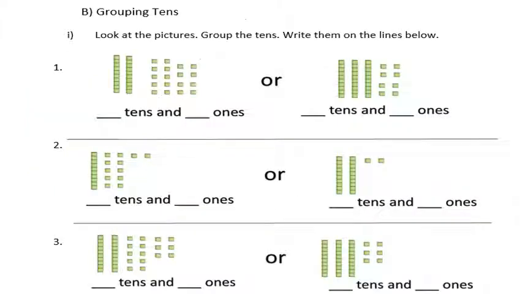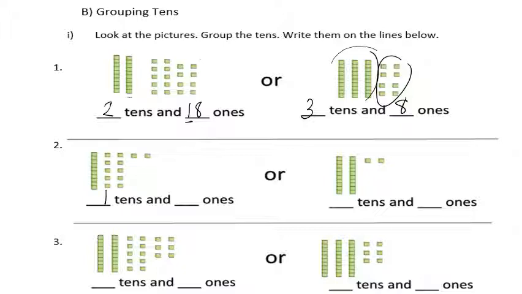Part B, grouping 10s. Look at the pictures, group the 10s, write them on the lines below. So first I'm gonna do the first part of the question, and then I'm going to see if I can group the 10s. Okay, so in the first part I have how many 10s? 2 10s. And how many ones? 18 ones. So can I make another group of 10? Yes. I have 18 ones. Here's an extra 10 right there. So I'll have how many 10s? 3 10s. And how many ones? 8 ones.